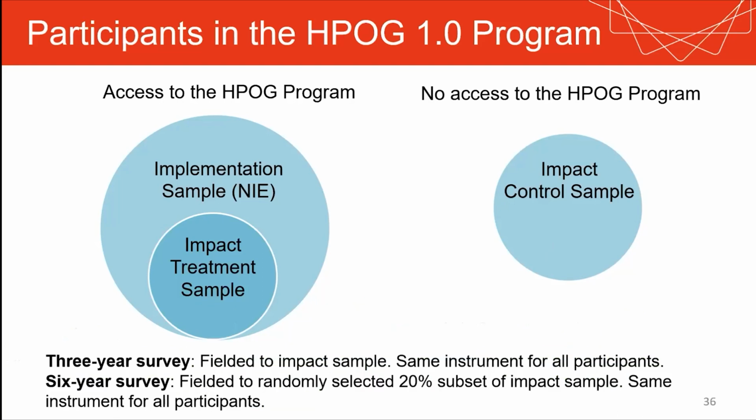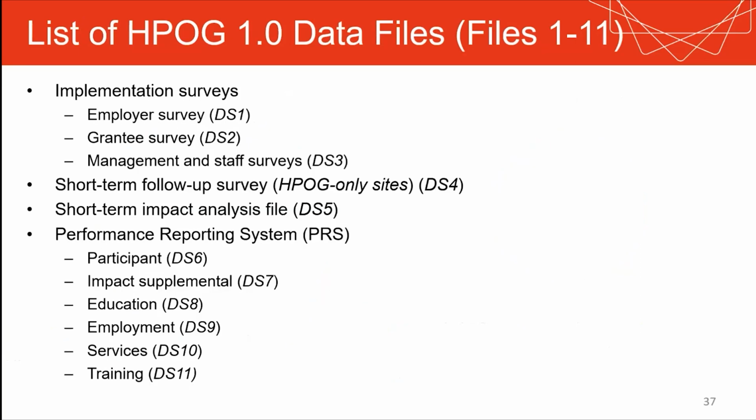It's more straightforward at 3 and 6 years. We use the same instruments for PACE and HPOG 1, so there's no difference between the dual sites and the HPOG-only sites. So hopefully that discussion makes the following slides easier to follow and didn't muddy the waters too much. So we'll turn now to the data files.